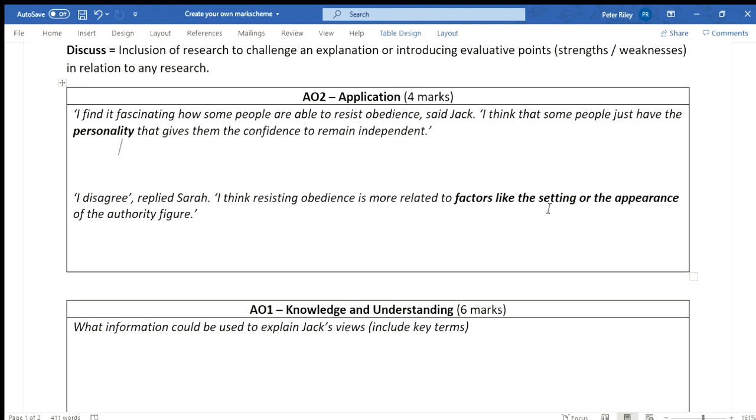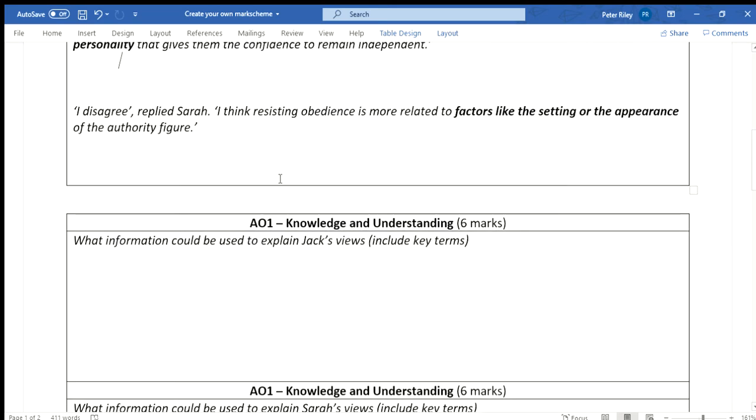But again, these are only applications, so we're not actually referring to the results of the study, we're just going into more specific details of what students could potentially write about there, that factors that increase independence or factors relating to the appearance of the authority figure that will also affect independence levels.